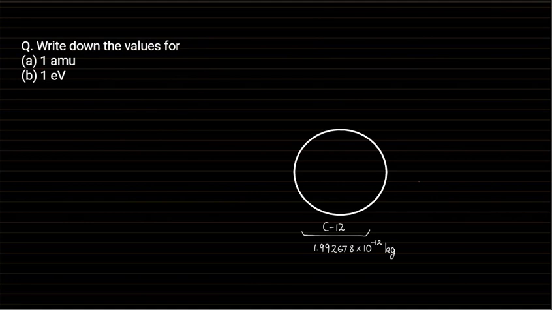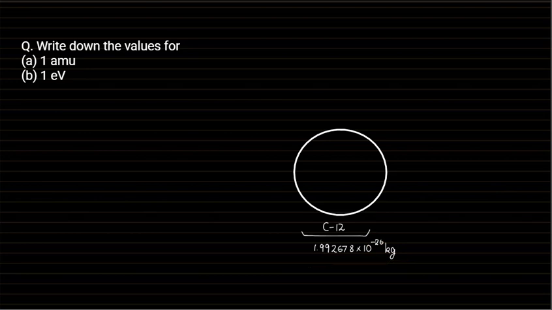Now next we'll write down the value for 1 AMU. So what does 1 AMU mean? Let's take an example of carbon. Why carbon? Because it is the most abundantly found atom in nature. Now if you take a carbon atom and measure it, it weighs somewhere around 1.992678 times 10 to the power minus 26 kg. This is the weight of one carbon atom.